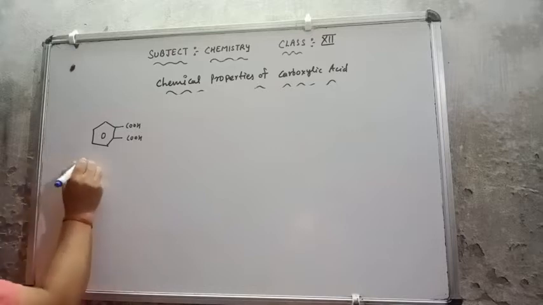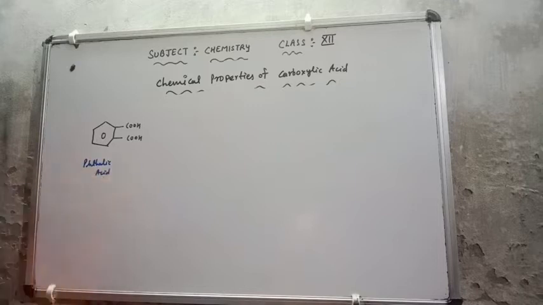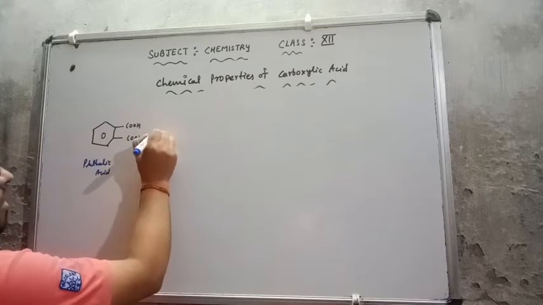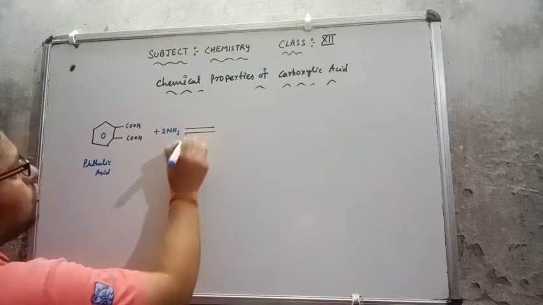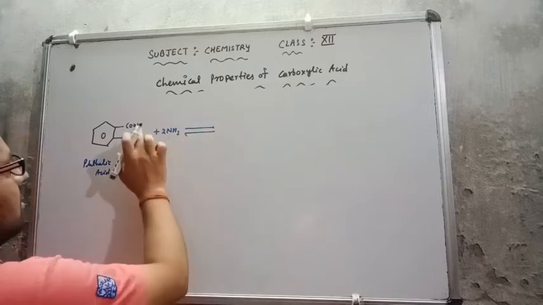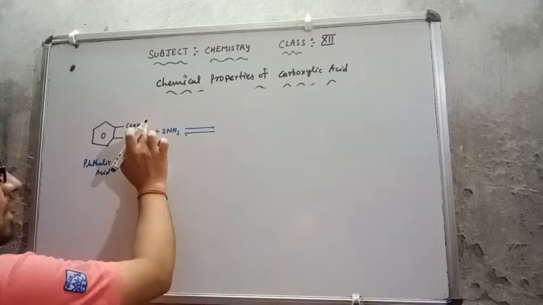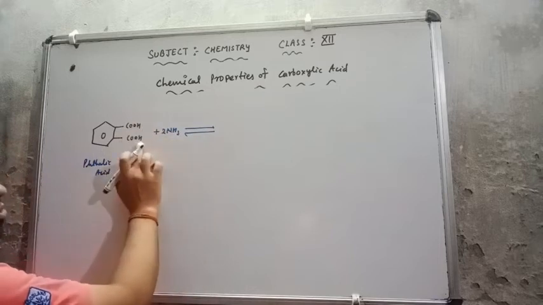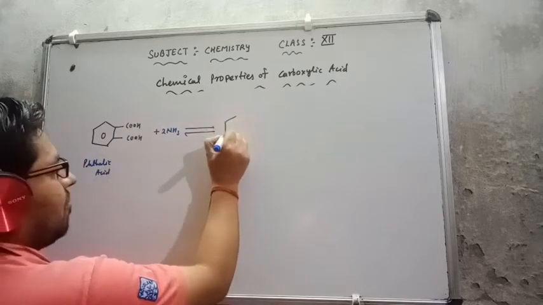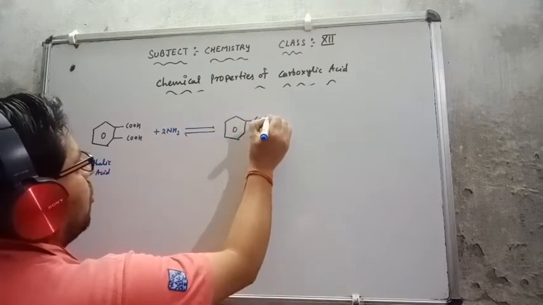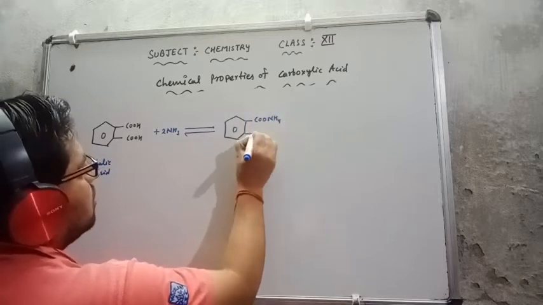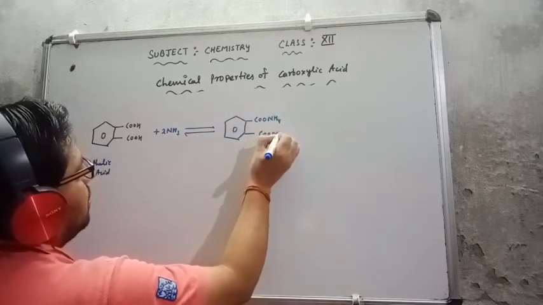So this is the phthalic acid. Now ammonia is going to attach to this. Two carboxylic groups are there, so two molecules of ammonia will be there, and the same procedure is going to take place. This H reacted with NH3 to form NH4. This H reacted with NH3 to form NH4. So we are getting the product here: COO NH4, and the same COO NH4.